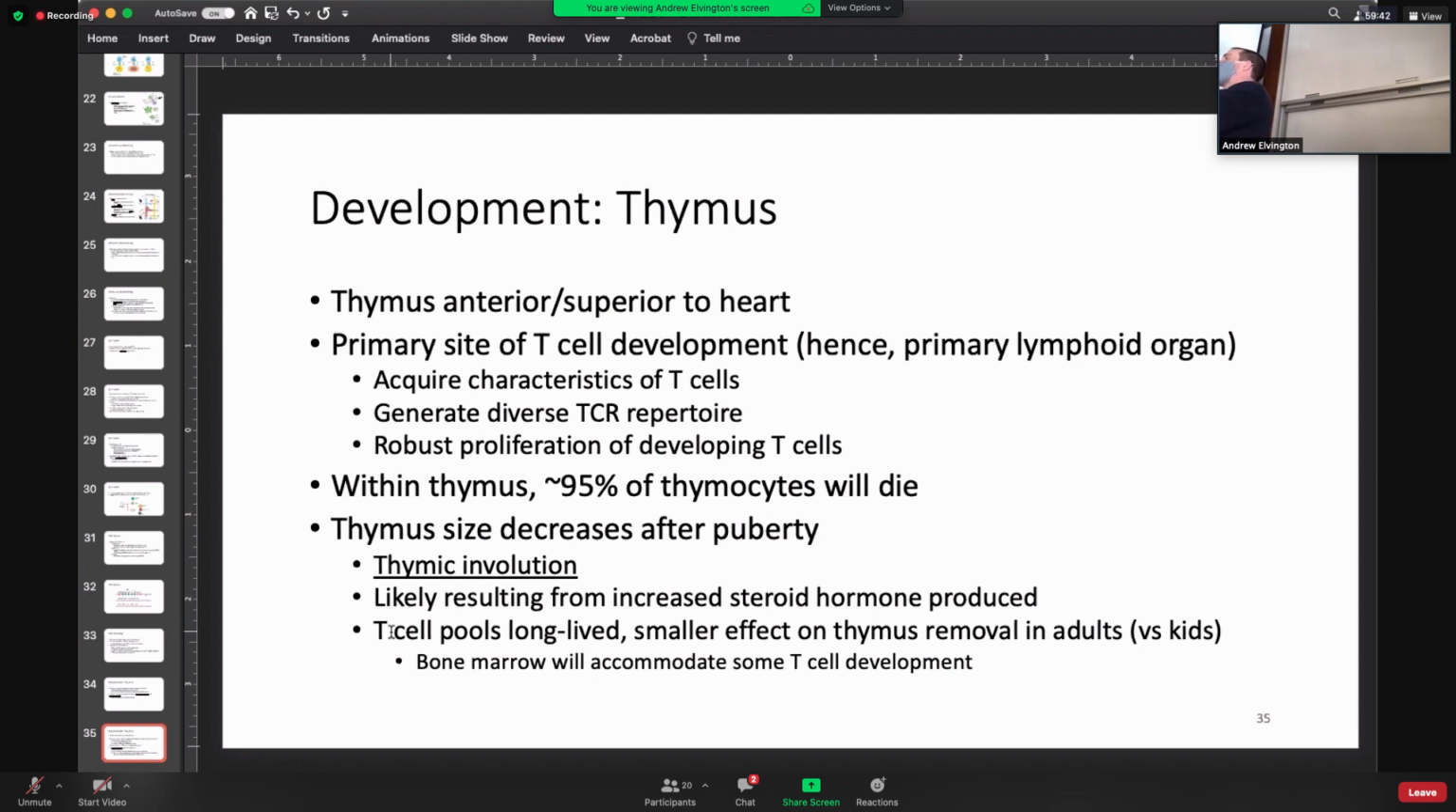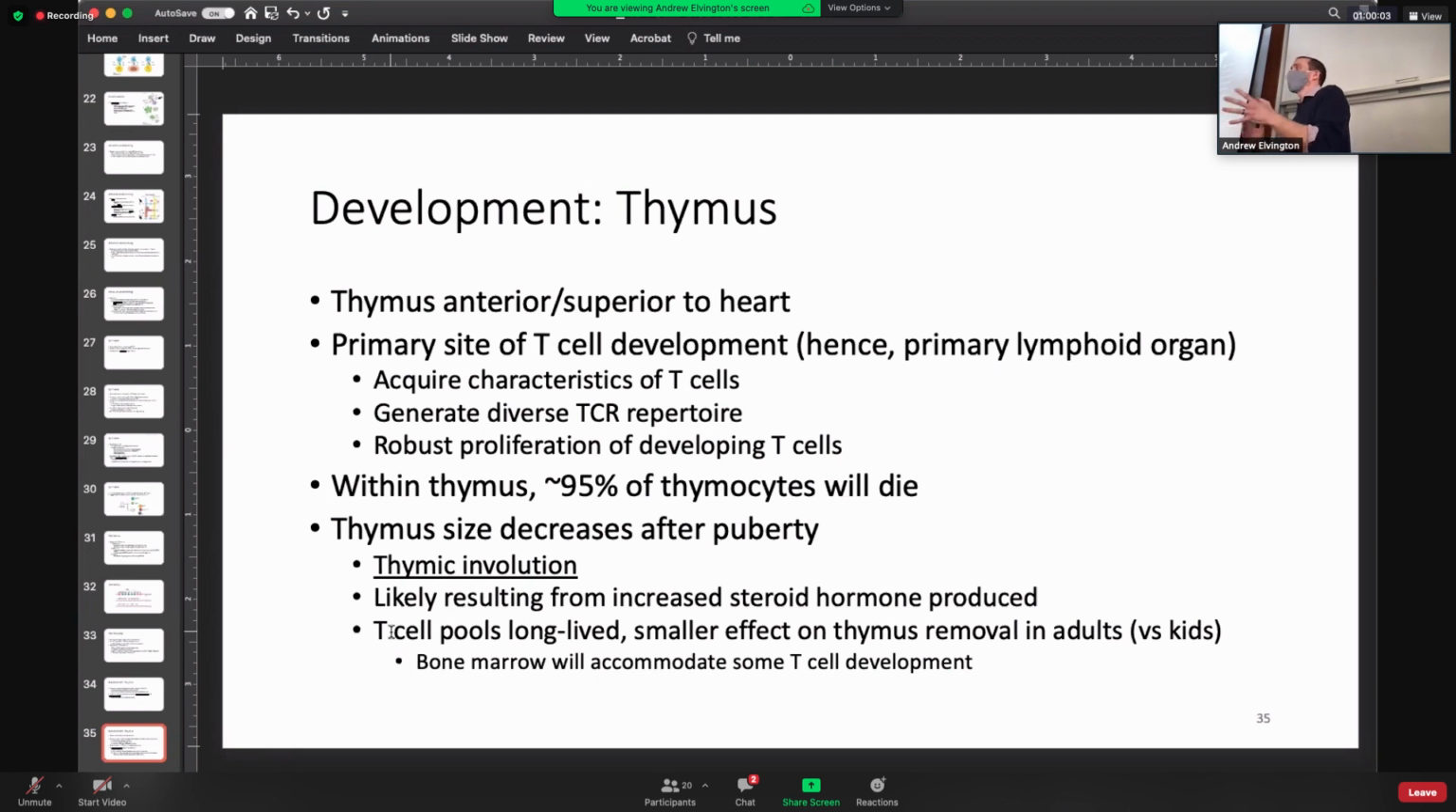You can take the thymus out in a mouse that's very young, and it will show a diminished capacity to make T cells. It'll still make T cells, but they won't be as diverse because you took out the place where they're being developed. What do you think happens if you take the thymus out of an adult, one that's farther along in its age? You think it'll have the same consequence?